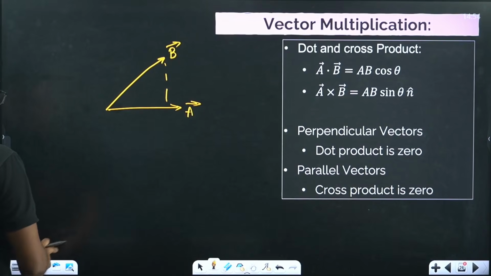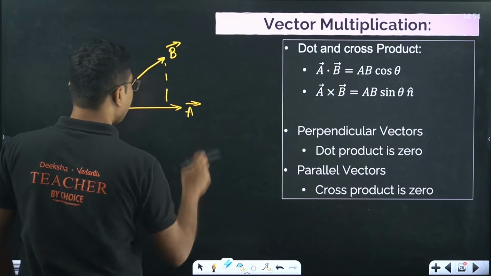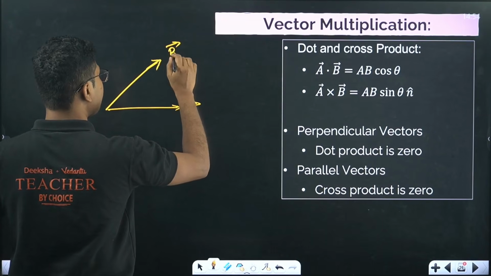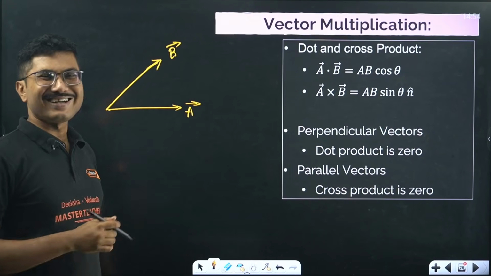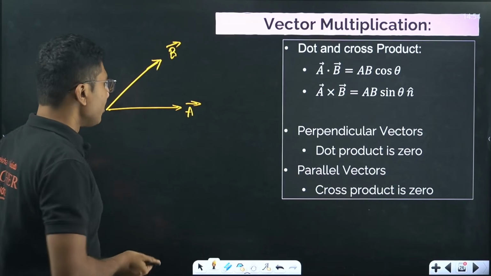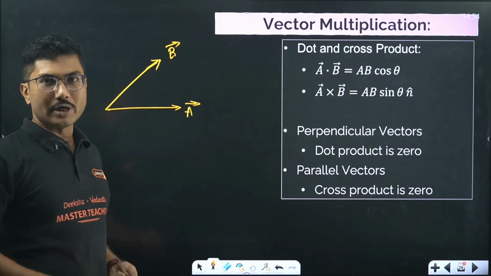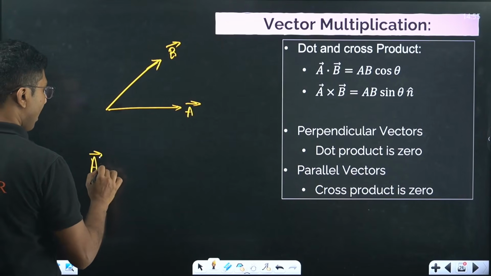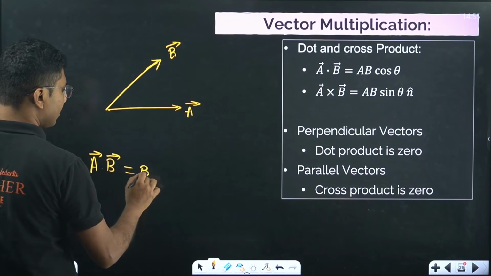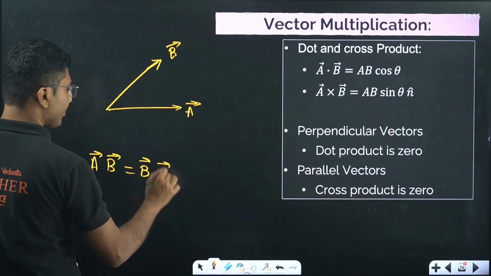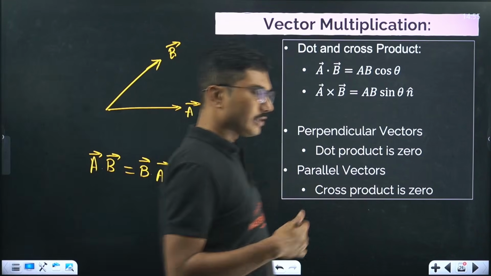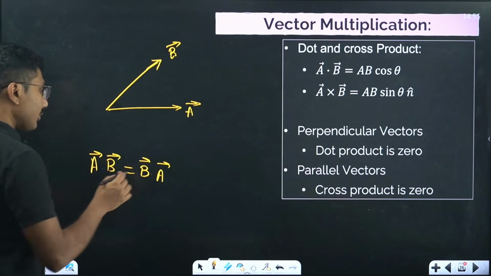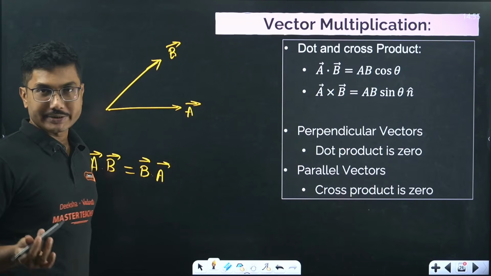Cross product is slightly tricky. Here the important part is how to find the direction of the resultant. Suppose this is A, this is B. You want to find the resultant direction of A cross B. So how to do that? Is A cross B equal to B cross A? No. A dot B equals B dot A, it does not matter, because it's a projection and the final result is a scalar quantity. So the dot product is commutative. A dot B equals B dot A, but A cross B is not equal to B cross A. Even though the magnitudes are the same, the directions will be different.